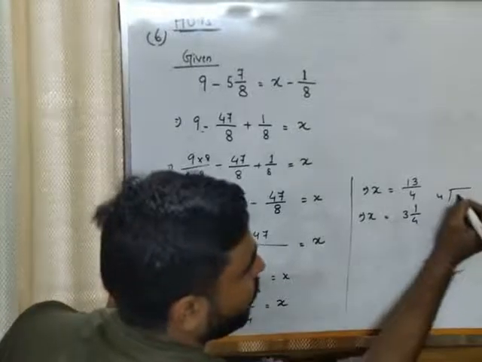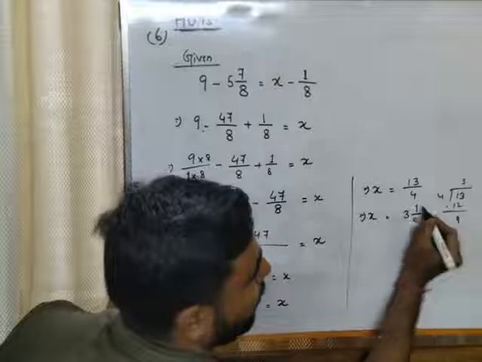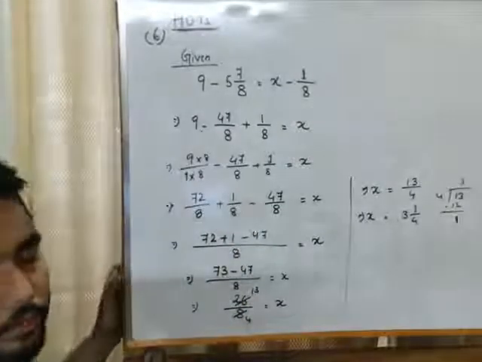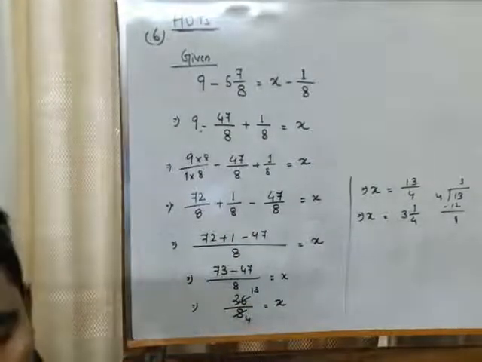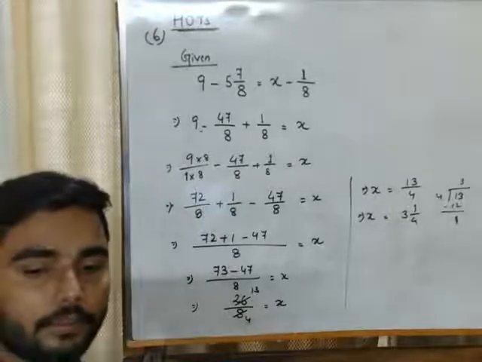You have to convert it into a mixed fraction. 4 3 times 12, minus 1. So remainder will become the numerator, quotient will become the whole part, and denominator never changes. So the denominator will be the denominator. Is it clear everyone? Any doubt?